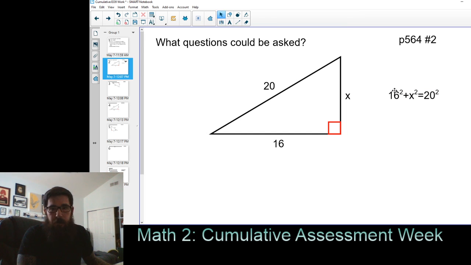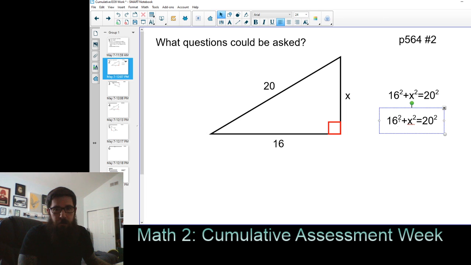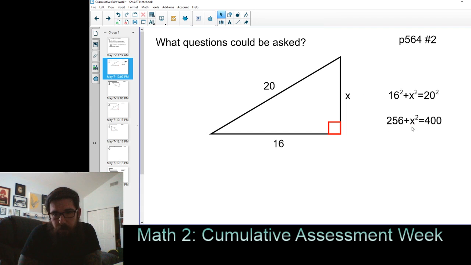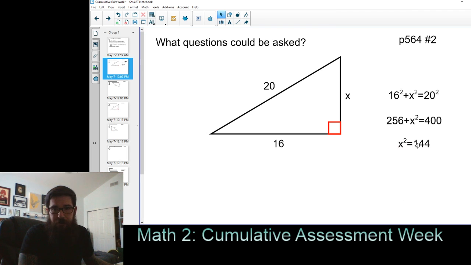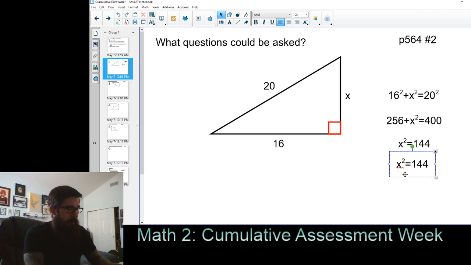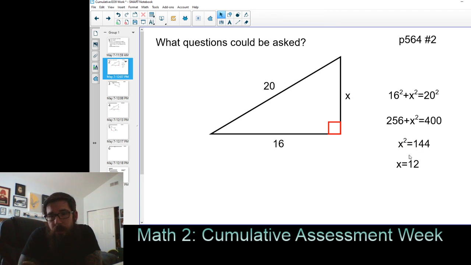Let's go ahead and clean this up a little bit. 16 squared should be 256. x squared is x squared. 20 squared is 400. If I subtract that 256, that's going to give me 144 for x squared. And you take a square root of both sides, you're going to get x equals 12. So that's one question.